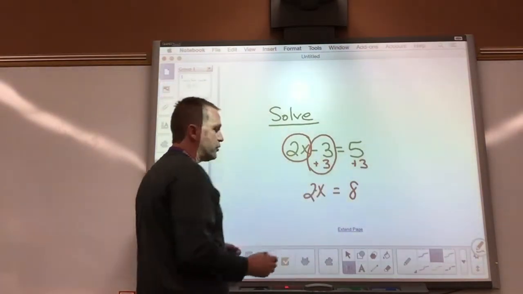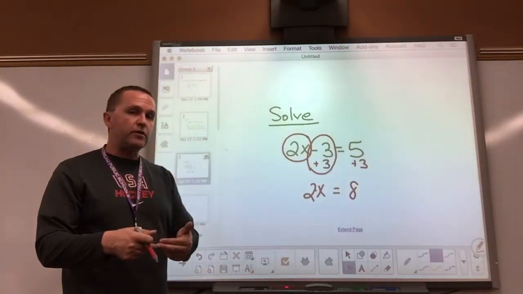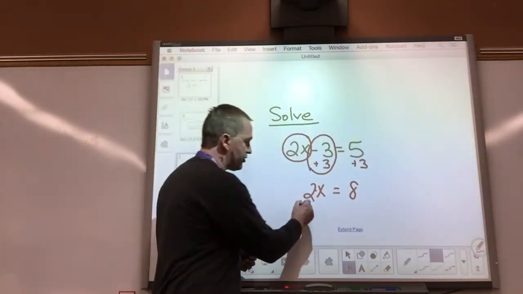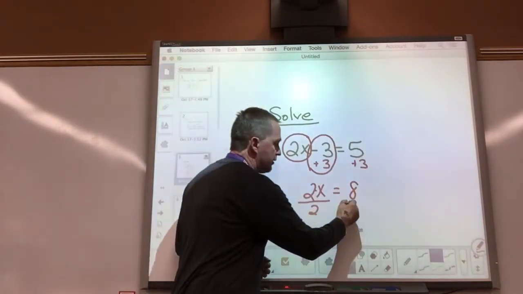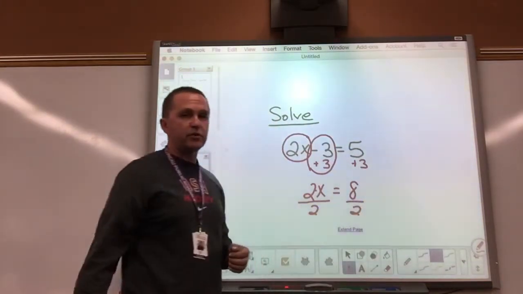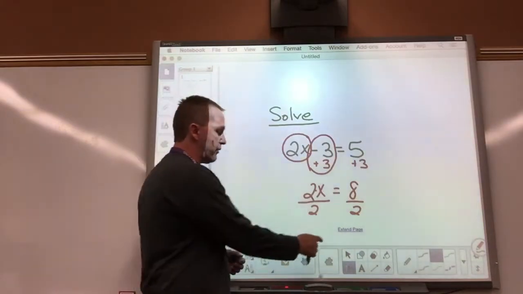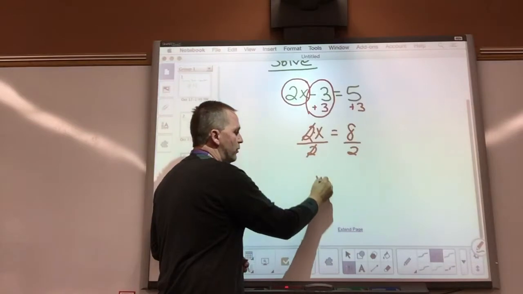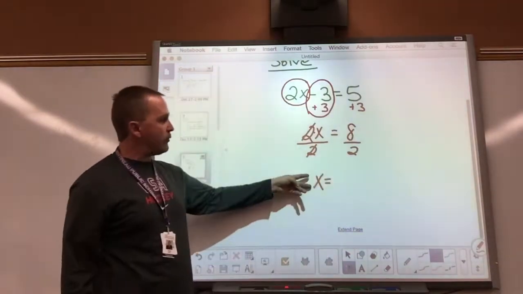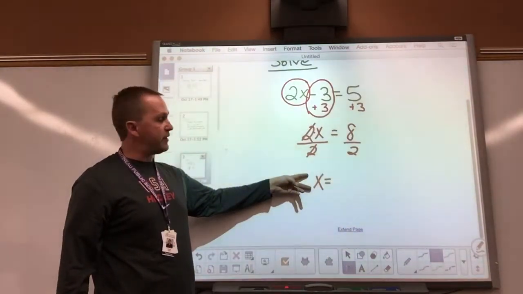In this case, I have 2 times x. I'm going to use the opposite of multiplication, which is division. So I will divide this side by 2, and it's certainly legal to do as long as I divide that side by 2 as well, remembering that this is an equation. The nice thing is here, the 2's will cancel, leaving me with simply x, which, if you remember, was my goal, was to get x by itself.